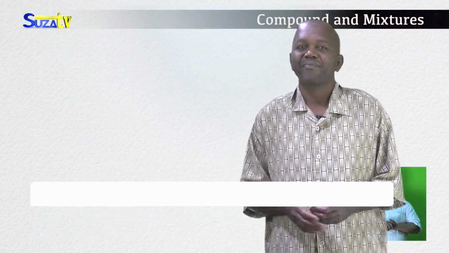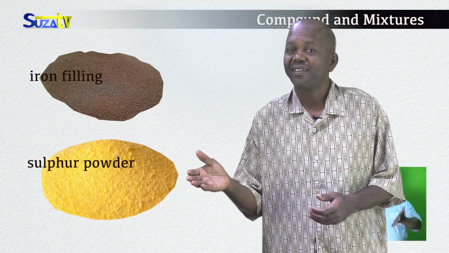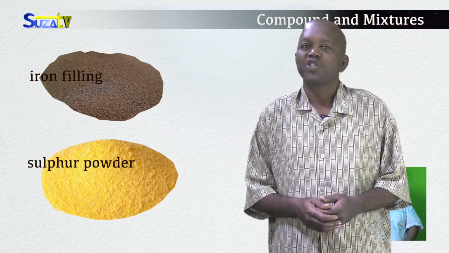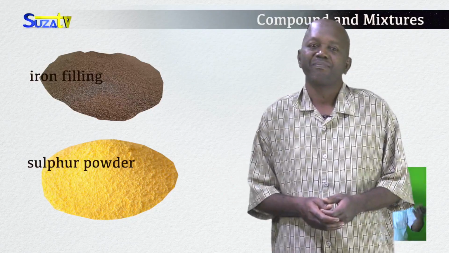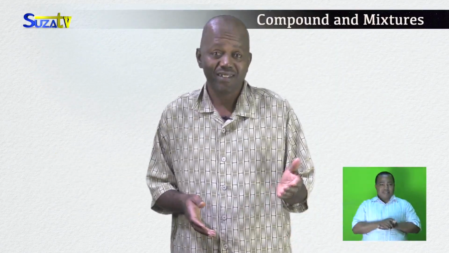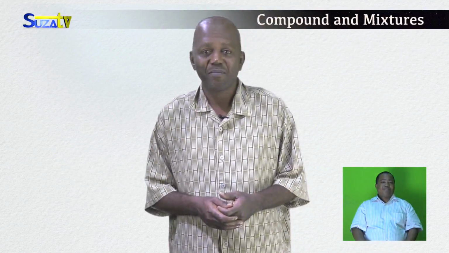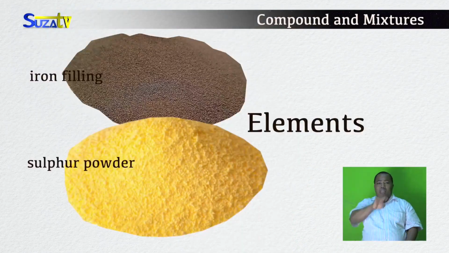Group A has iron filings and sulfur powder. So what can we call them? Can anyone try? Very good. Elements.